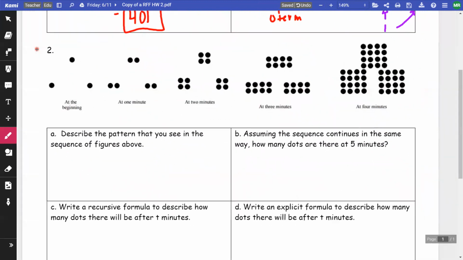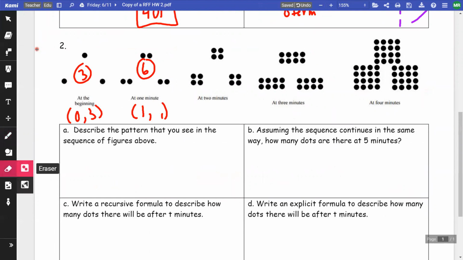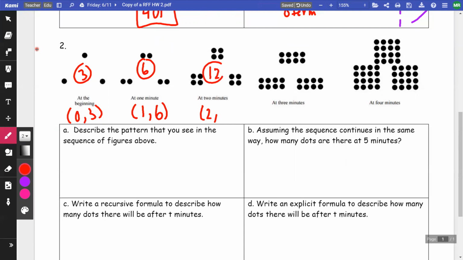Okay, on this next one, so this is 0, and I have 3, okay? This is my 1, and I have 6. This is my 2 minutes, which is going to be, I've got 1, 2, 3 sets of 4, so that's going to be 12. My next one is 3 minutes, and I have 3 sets of 8, which is going to be 24.